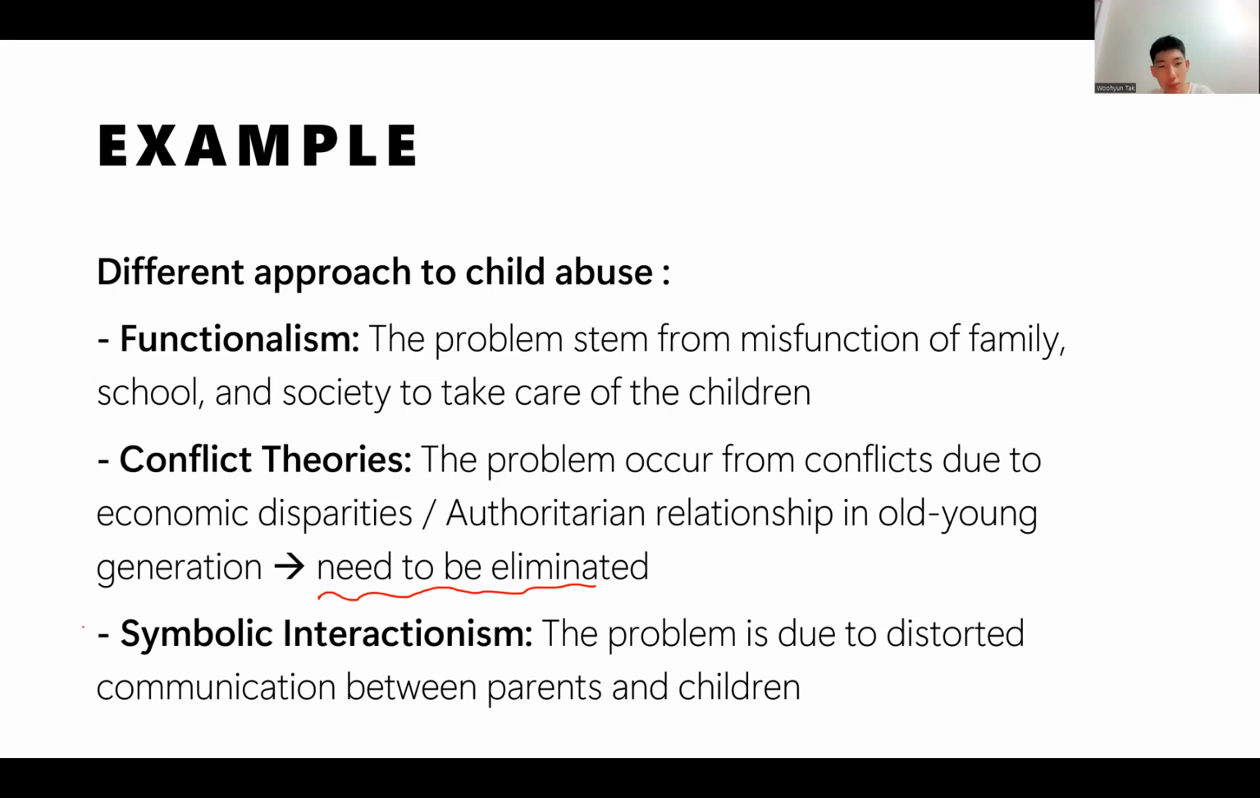However, symbolic interactionism theory will focus on the distorted communication between parents and children. So it will not blame the social structure, but actually it will stress more how to have a kinder conversation between parents and children, or how to punish children in softer and more appropriate ways. This is an adjustment of the manner of personal interactions, not just strong policies or laws to enforce them.